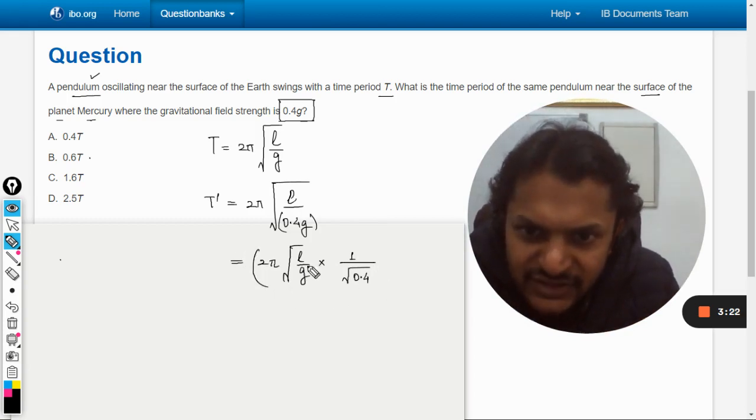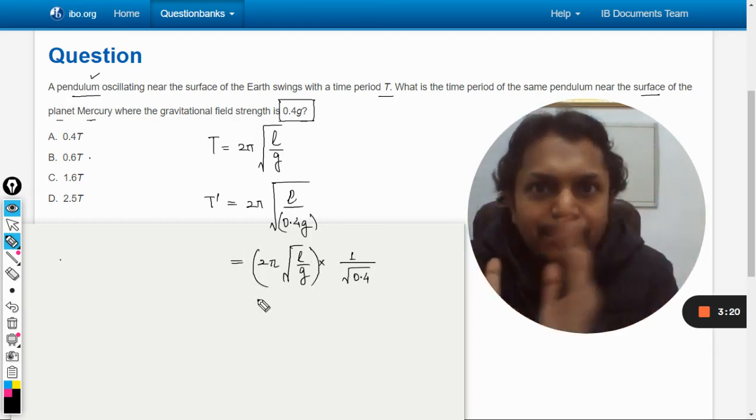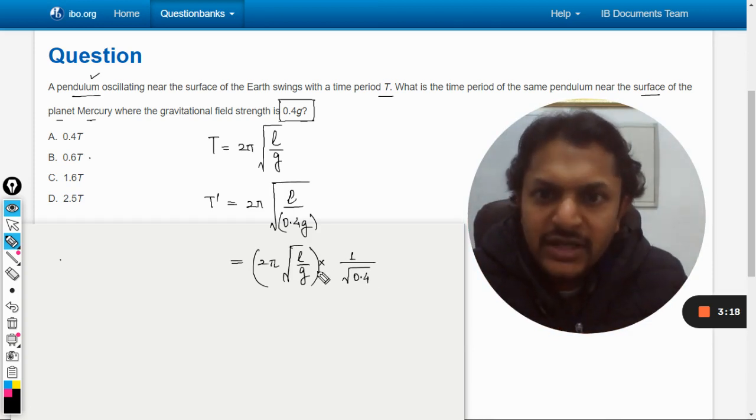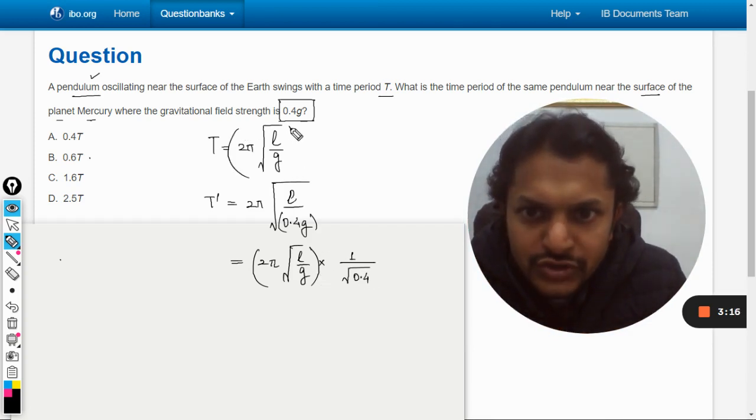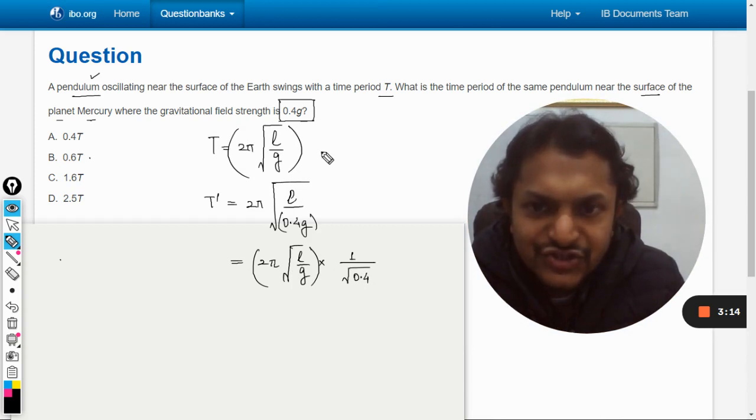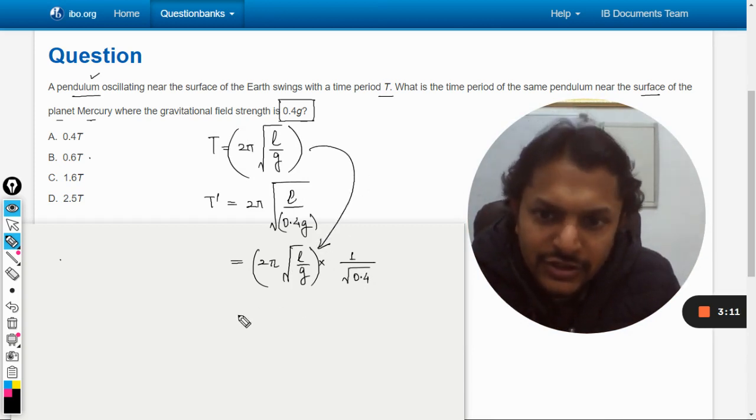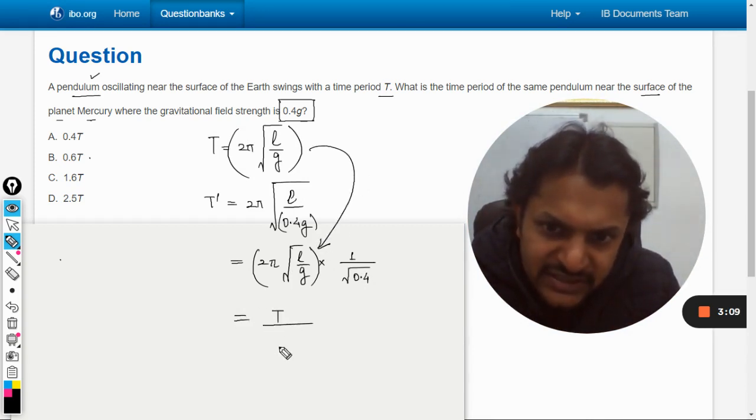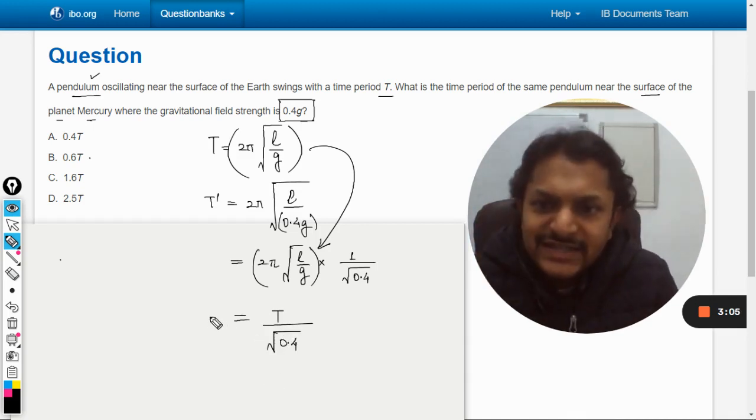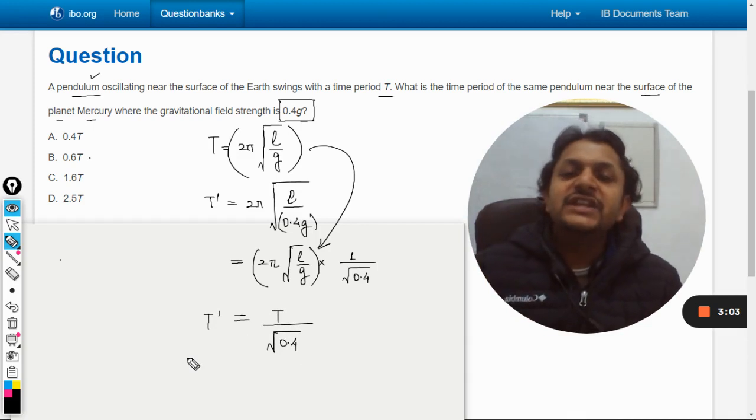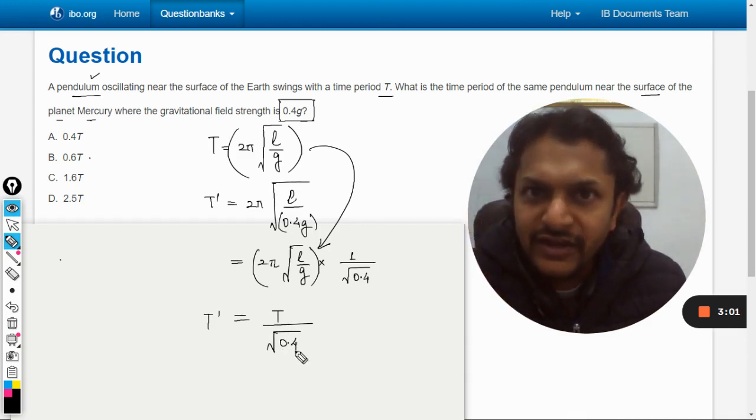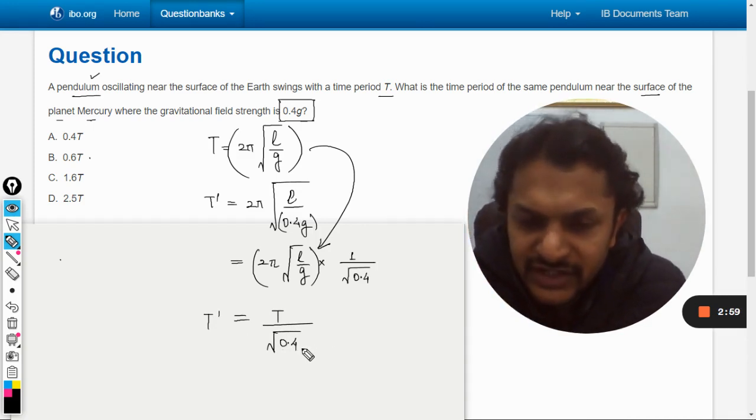So I have just separated this thing and that thing separately. Why? Because I want to substitute this complete term, that is T, here. So this will become capital T divided by the square root of 0.4. So this is our new time, that is T dash. So this we have to now find out. We can find this with the help of a calculator.